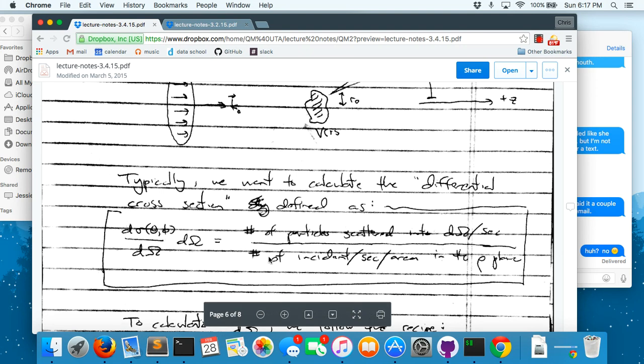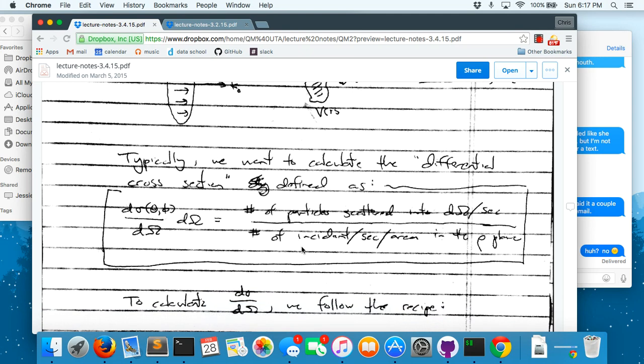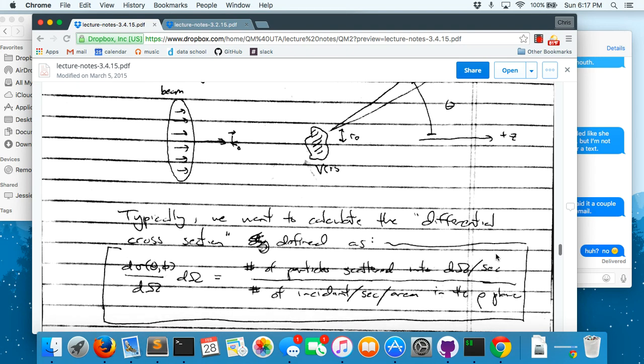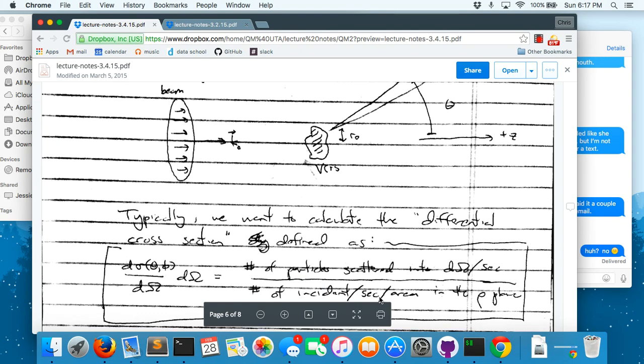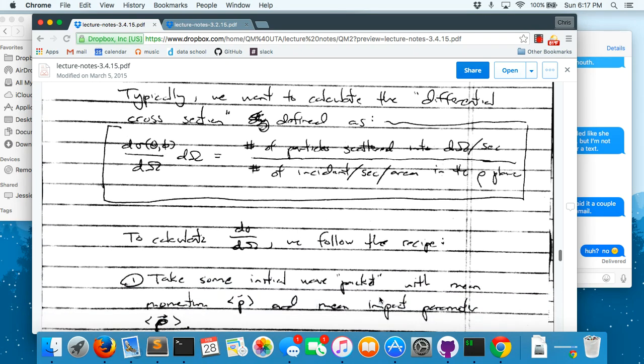So let me just say this in words. Typically what we want to do is calculate what's called the differential cross section, and we'll talk about how to derive this expression. But in words, it's just the number of particles scattered into this small angle per second divided by the number of incident particles per second per area in the rho plane. So it's basic. It's a lot like those transmission or reflection coefficients.